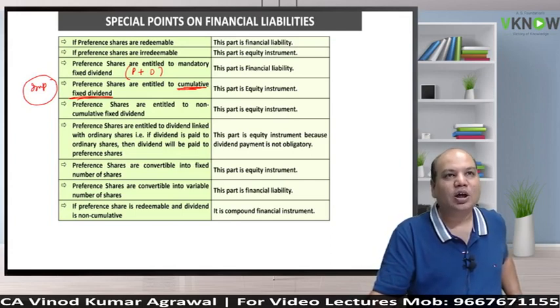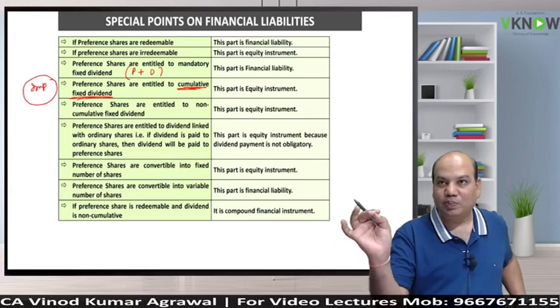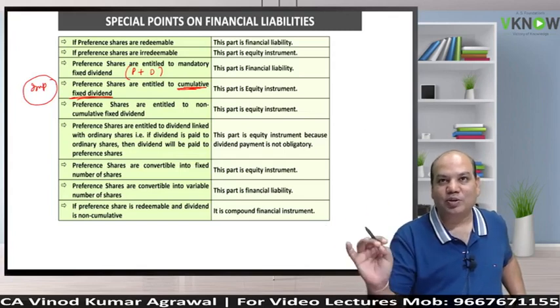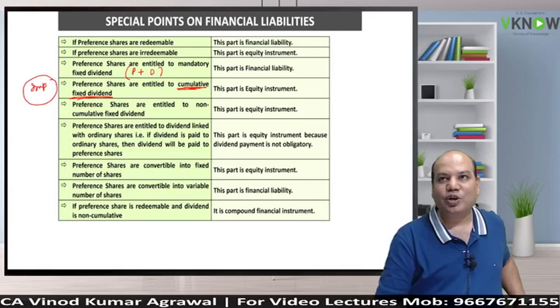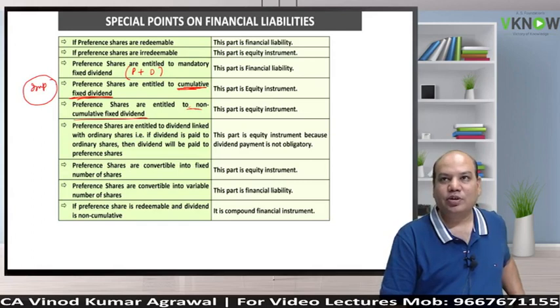You can avoid it by not paying the dividend. It will accumulate, but you can keep on avoiding it for a very long time. Is it right? So this part is an equity instrument. So the cumulative preference dividend is equity because it can be avoided for a long time. And what about non-cumulative? This in any case is equity. There is no obligation to pay. And if you don't pay, it lapses.